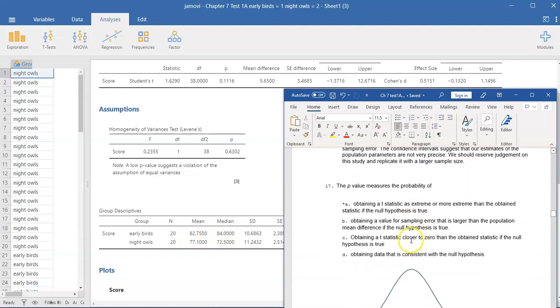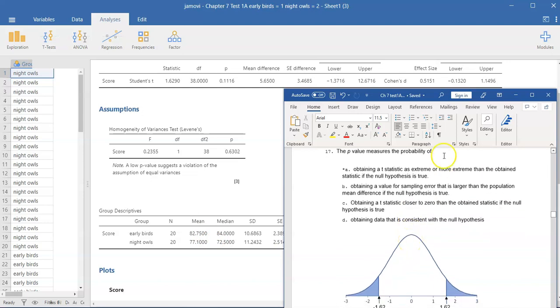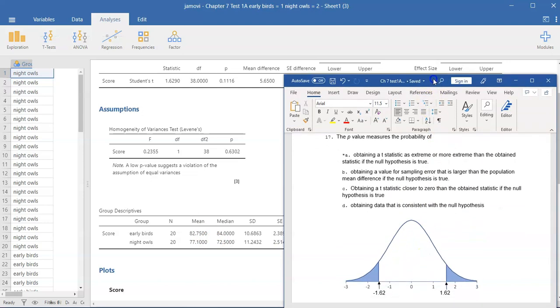Okay, and next, you want to talk about what the p-value means. This is pretty much just a definition of the p-value, so you really do need to memorize this. If your obtained t-statistic were 1.62 and it's a two-tailed test, the p-value is the probability that you would get a t-value more extreme than 1.62 on either tail if the null is true.